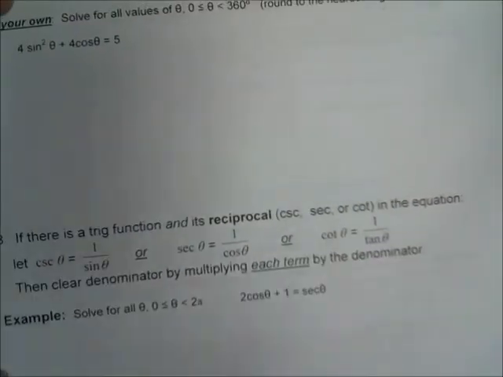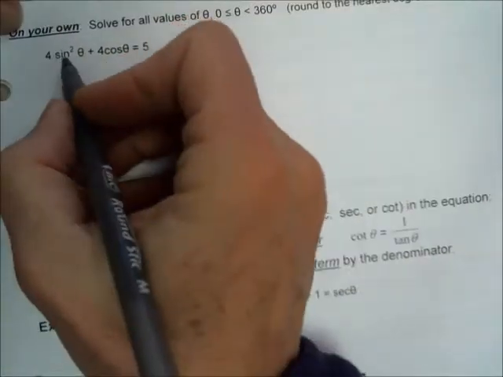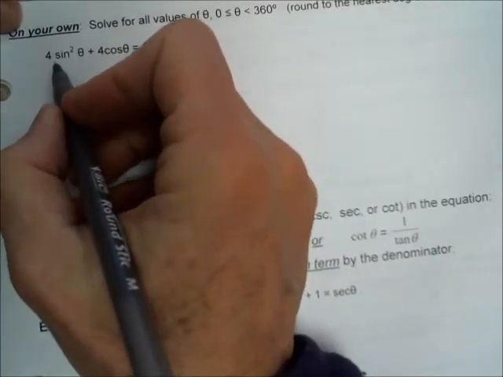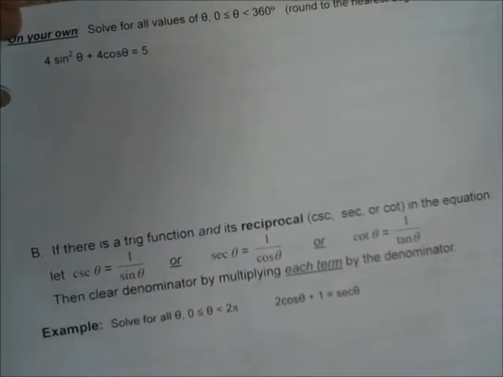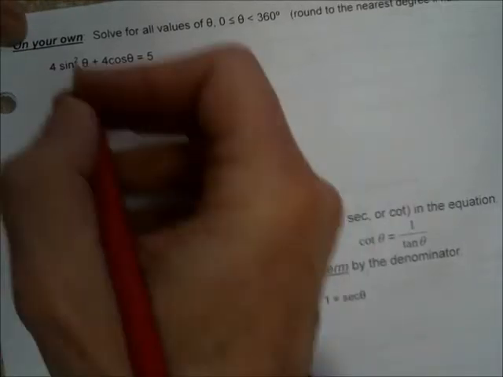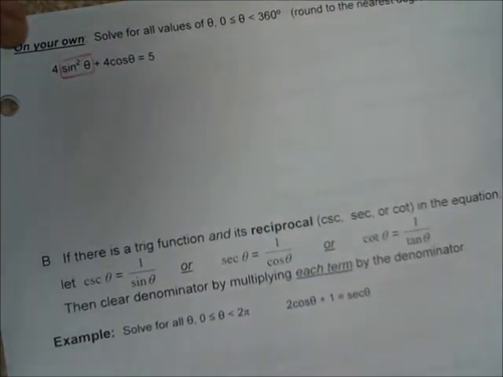Over on the other page, what we have is a similar problem. We have a sine squared of theta and a cosine of theta, both in the same equation. So we're going to make a similar substitution. We're going to get rid of the sine squared of theta, and we're going to substitute that in with the cosine squared of theta.